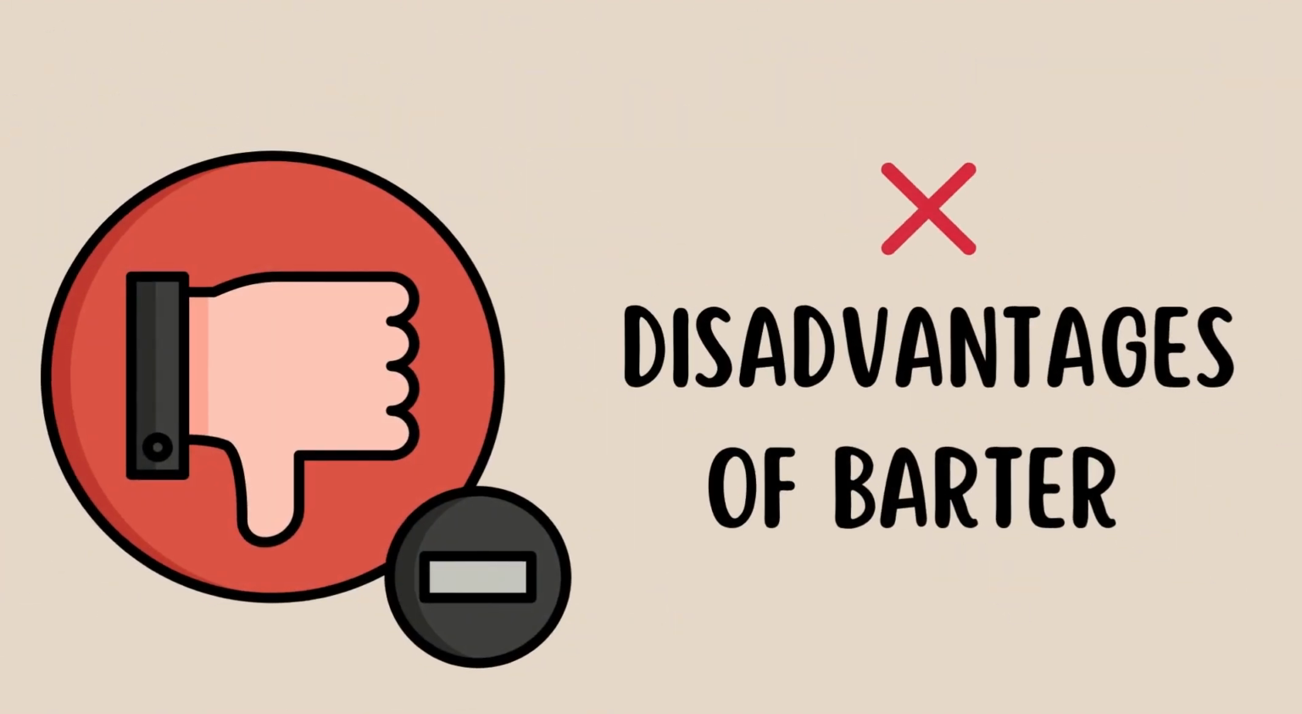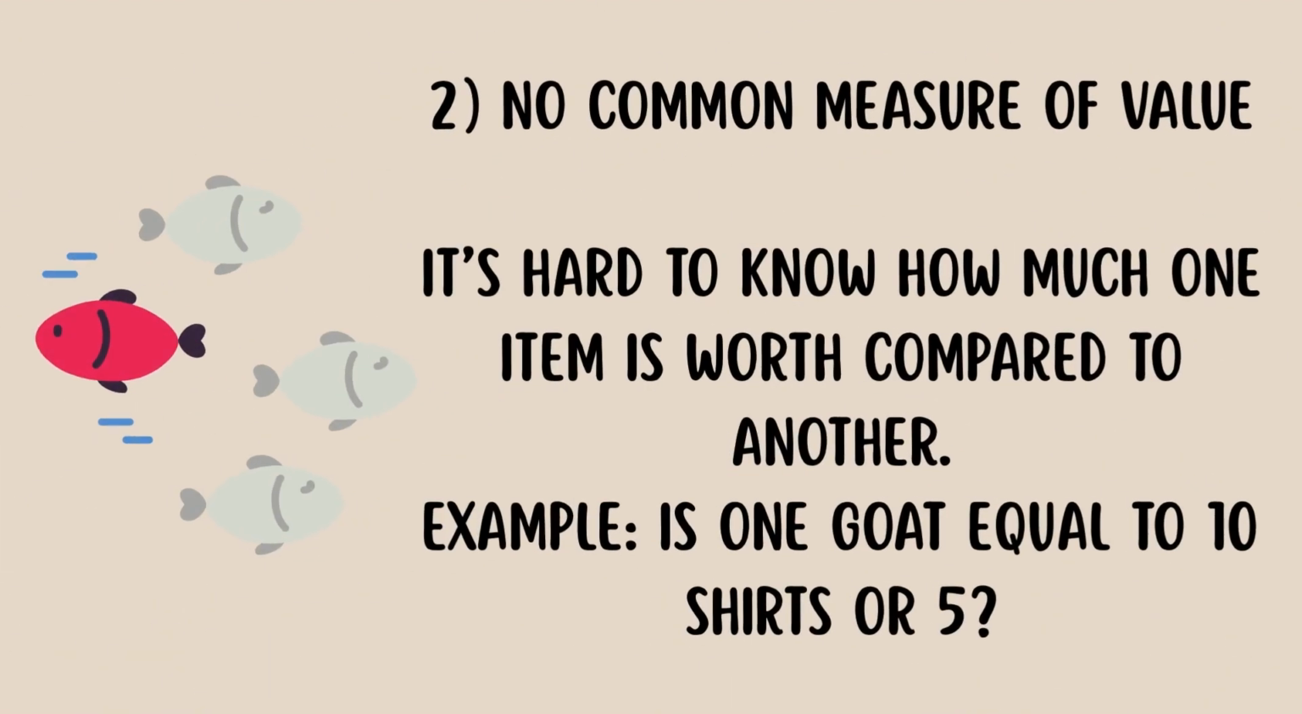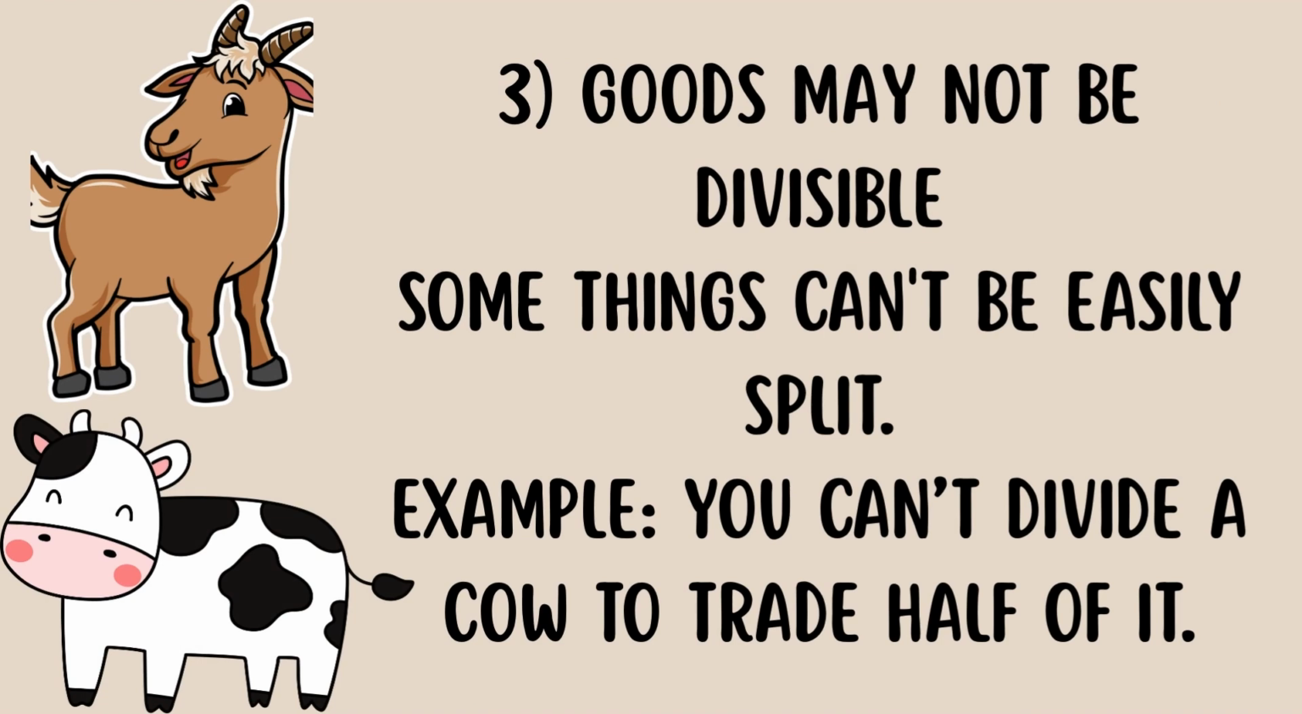Now, the disadvantages. 1. Double coincidence of wants. Both people must want what the other has. Example: you want rice, but the rice seller doesn't want your apples. No trade. 2. No common measure of value. It's hard to know how much one item is worth compared to another. Example: is 1 goat equal to 10 shirts or 5? 3. Goods may not be divisible. Some things can't be easily split. Example: you can't divide a cow to trade half of it.